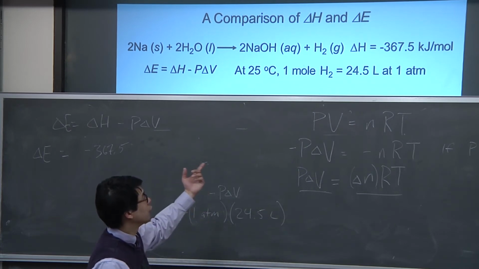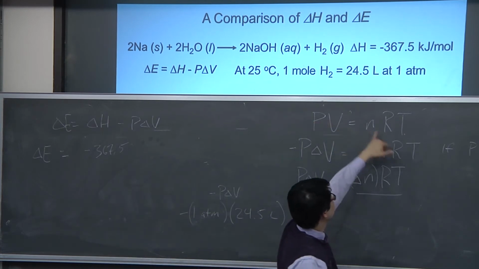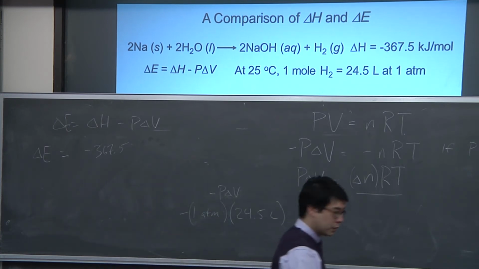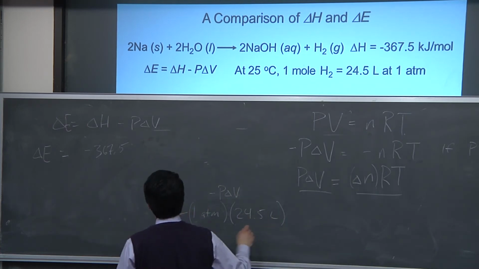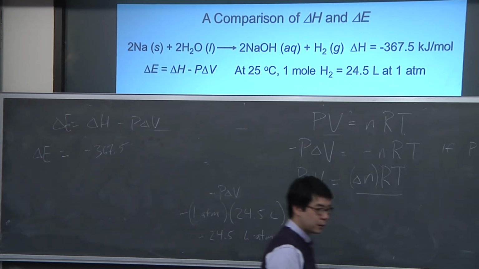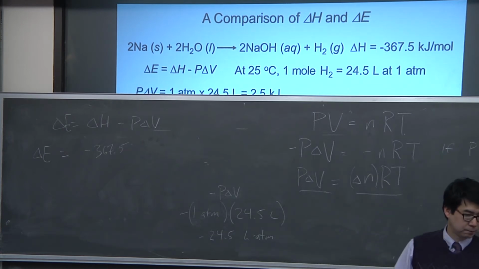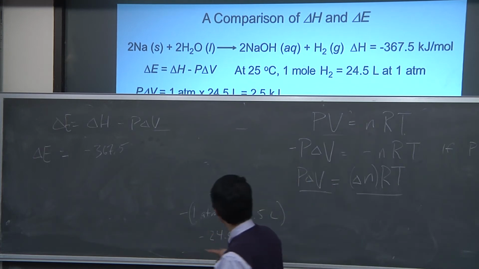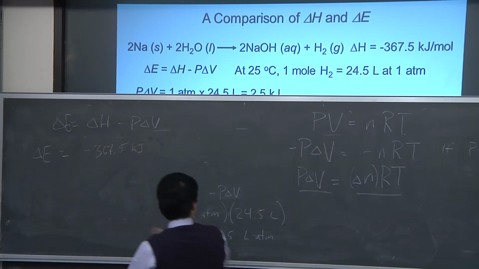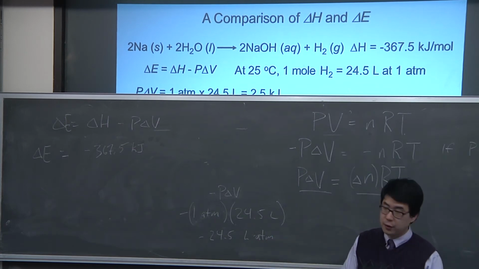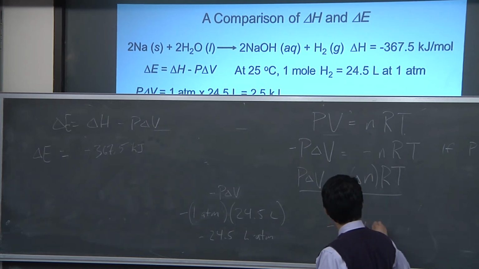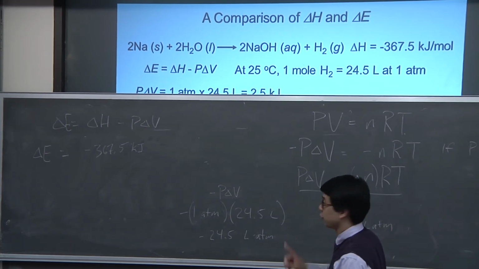And we know that because for 1 mole of H2, you can do PV equals nRT. You can use this equation. 1 mole is 24.5 liters, right? That's just a PV equals nRT problem. And so we get negative 24.5 liters atmospheres. But the problem here is that this is in kilojoules. This is in liters atmosphere. So do you remember the conversion between liter atmospheres and joules? 101.3, right?